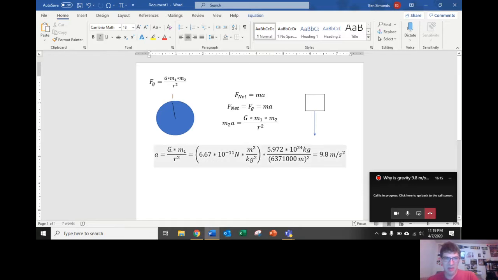So for any planet, the acceleration from gravity is going to be this equation. You take G, the 6.67 times 10 to the minus 11 here, multiply it by the mass of the planet, and divide it by the radius of that planet squared, and it will give you gravity. So bigger mass, bigger gravity; larger radius, smaller gravity. It's all about the mass and the radius. And that's it. Hopefully that helped.